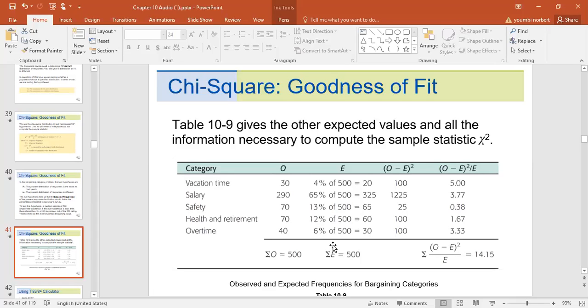Now, to find the p-value, we're going to find the probability that chi-square is greater than or equal to 14.15. If you go to distribution to find the chi-square distribution, maybe it's chi-square CDF. It will be 14.15, and maybe put 10 million or 10,000 for the upper bound. And the degree of freedom here will be what? K minus 1. We have 5 categories, minus 1 should be 4.